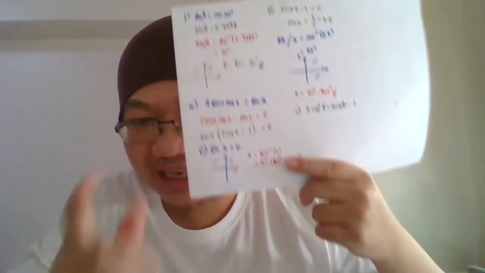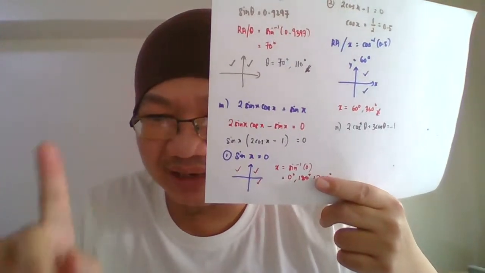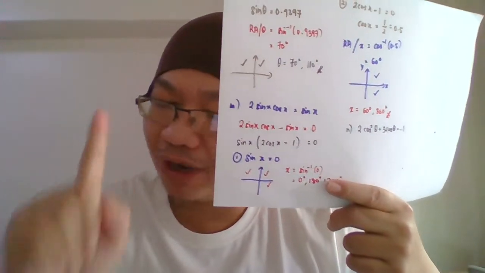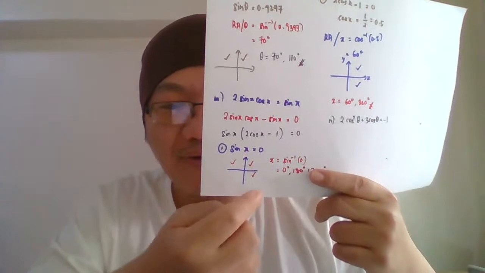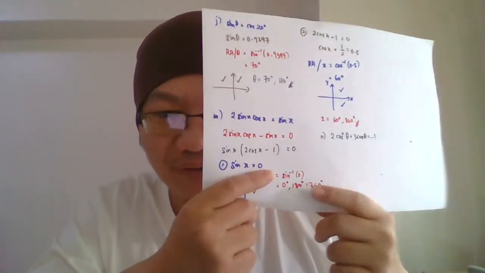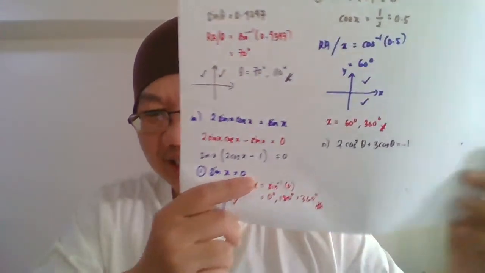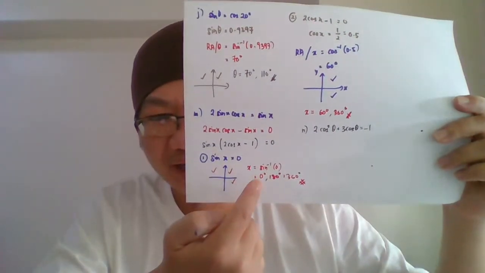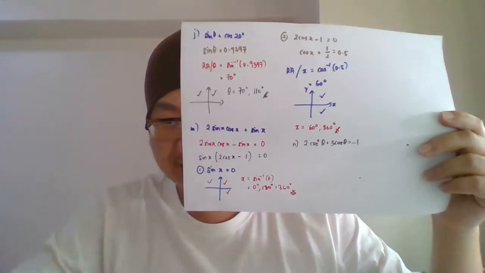I told you, sin theta ataupun sin x only 2 answers, right? Because one value, 1 theta or 1 x. But this one is a special case. Sin x equal to 0, therefore we got 3 answers. Okay, so the total answer will be 5. 1, 2, 3, 4, 5 answers.